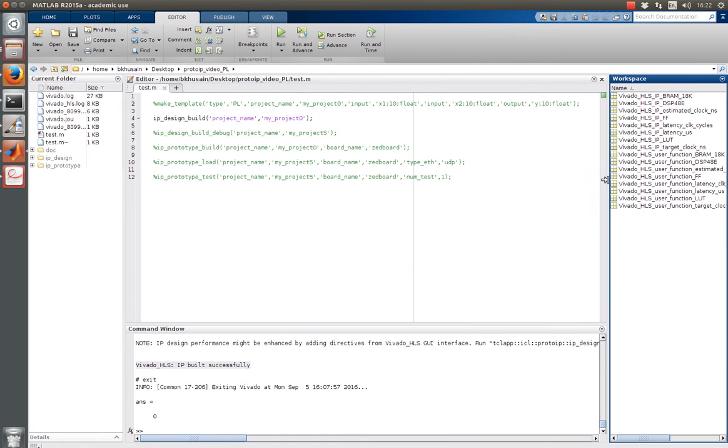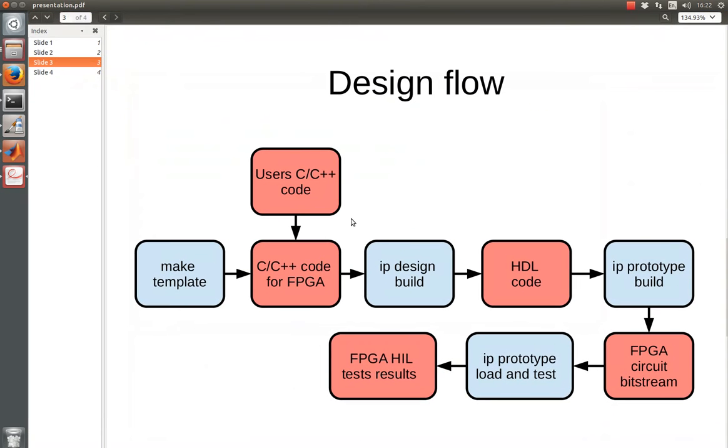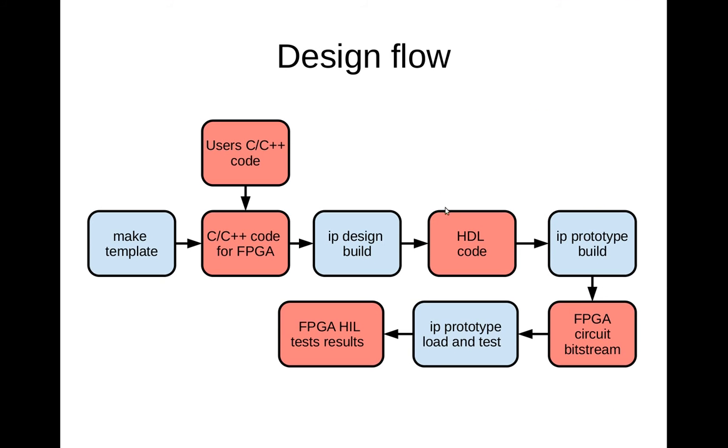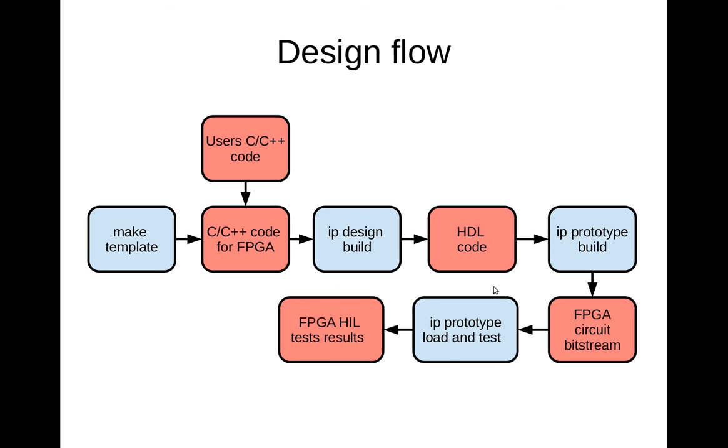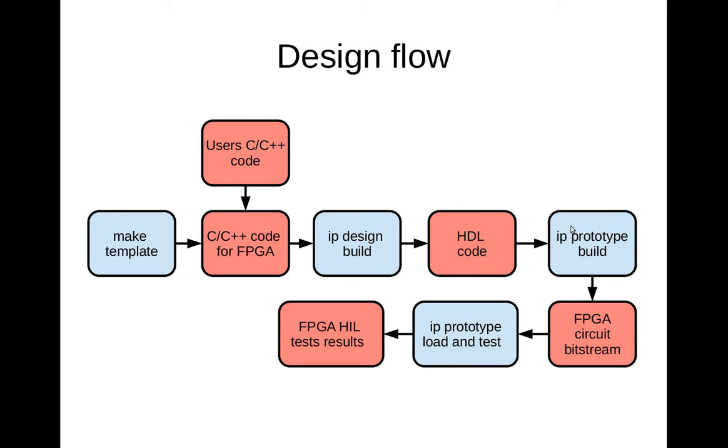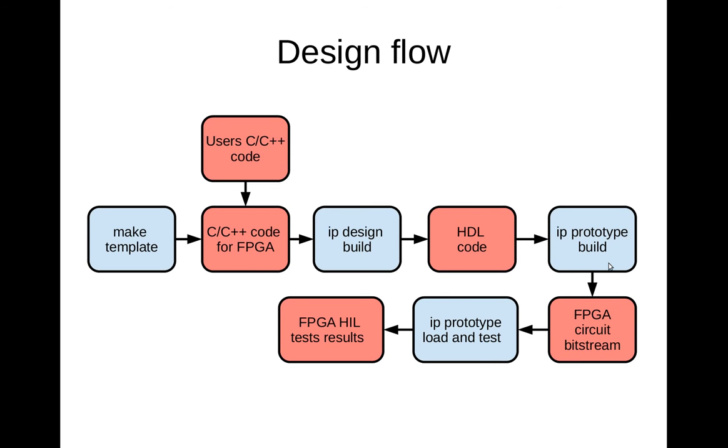Once the IP design build function finishes execution, this means that we have an HDL code. We are on this stage right now. We have HDL code, and our goal is to convert this HDL code into FPGA circuit bitstream, and we do this by calling IP prototype build command.